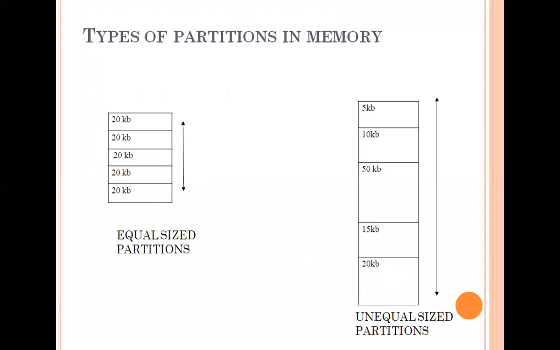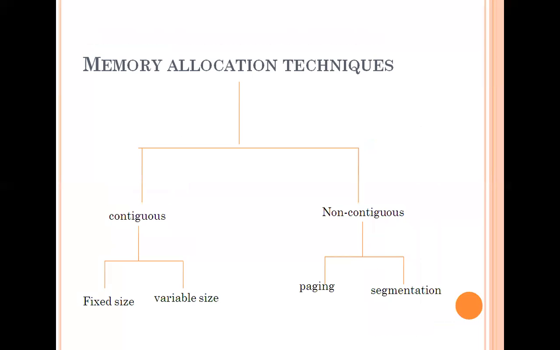Next, types of partition. The blocks which we have mentioned in the diagram earlier can also be known as partitions. Now, these partitions can be of two types. First one is equal sized partitions and second one is unequal sized partitions. In the diagram, you can clearly see that when we talk about equal sized partitions, we divide the memory into equal size blocks, while in case of unequal sized partitions, we divide it into unequal sizes.